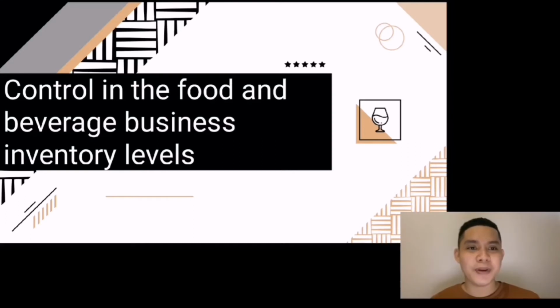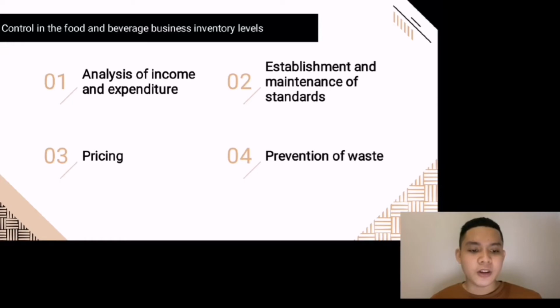Good day. I will be presenting controlling in the food and beverage business: inventory levels. Food and beverage controls essentially means controlling the behavior of the people and the process responsible for the expenses. Control is a process by which a manager attempts to direct, regulate, and restrain the acts of people to achieve desired goals.